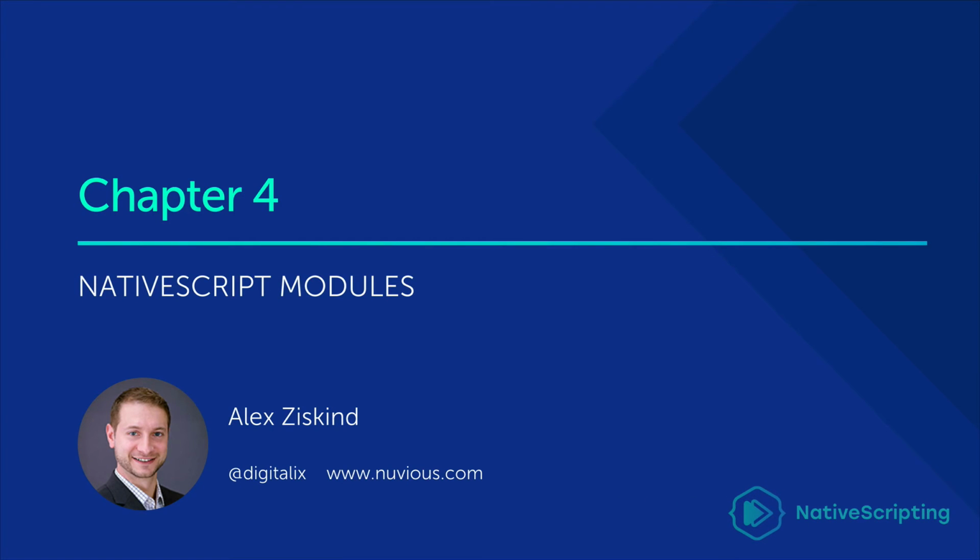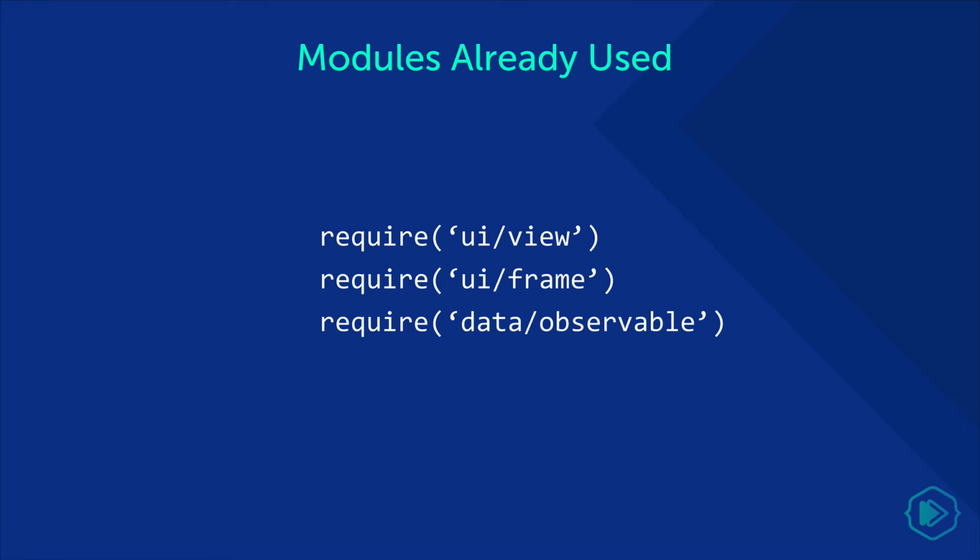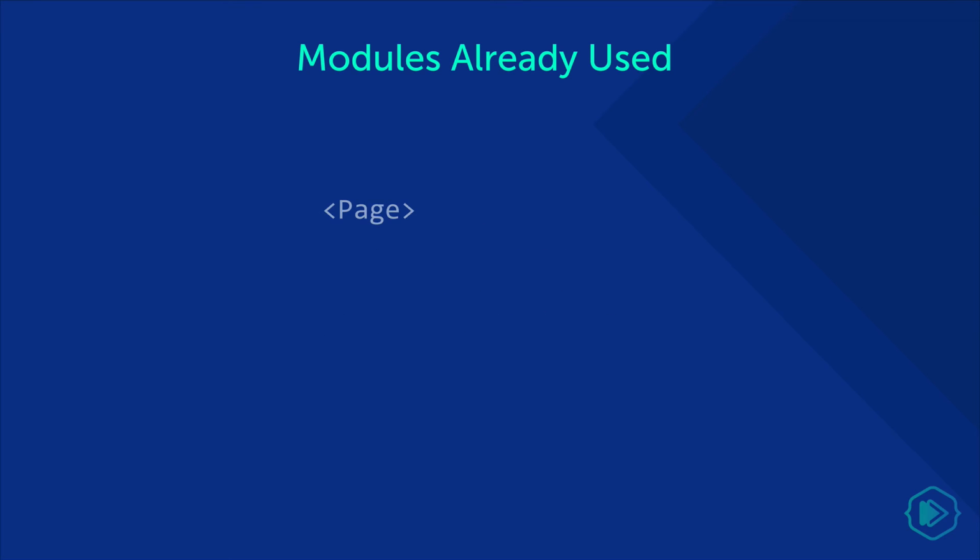In this chapter, you'll learn about NativeScript modules, which are the JavaScript modules in your app's node_modules/tns-core-modules folder. Whether you've realized it or not, you've already used several NativeScript modules. This includes the modules you've brought in via the require call, the view, the frame, and the observable modules that we've used previously, and also the UI components you've been using in XML, the page, image, text field, and button modules.